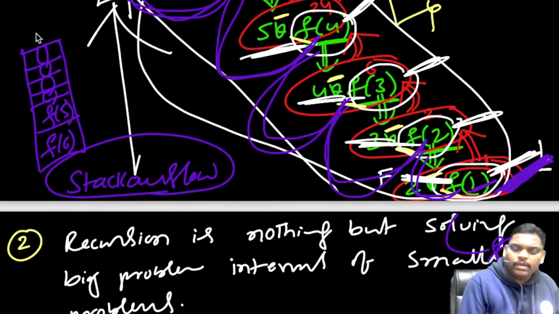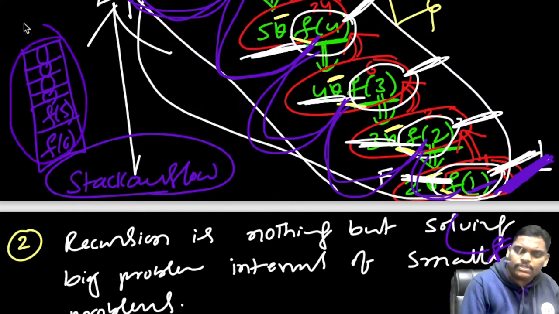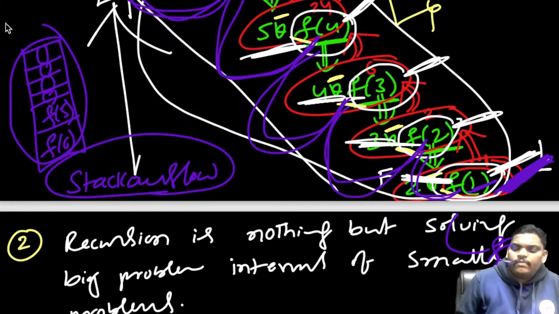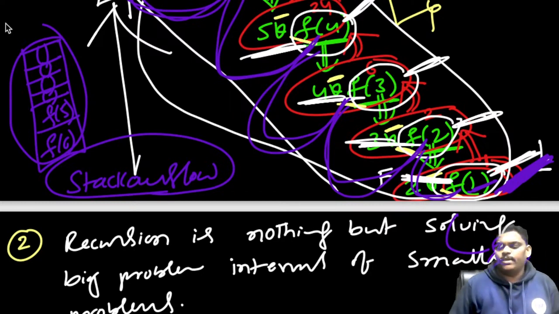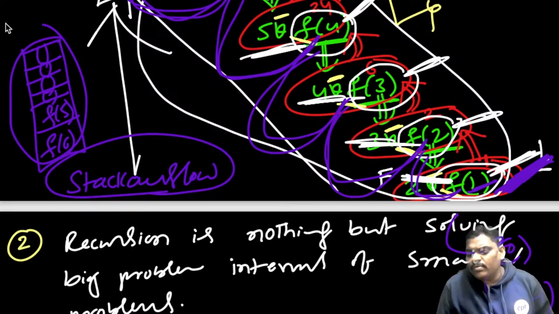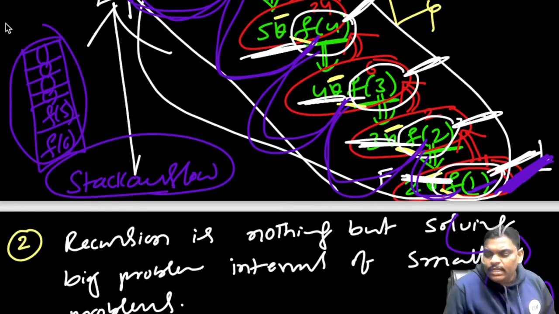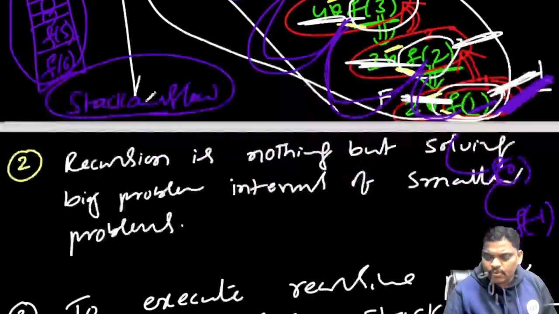If you don't come back and keep on calling, you keep on pushing. But every data structure has some limited size. Everything has some boundary. The stack inside a computer also has some space. If you keep on pushing, at some point of time the space is over. So it leads to the stack overflow error message. Can you see this?